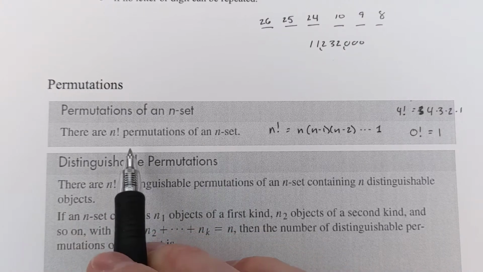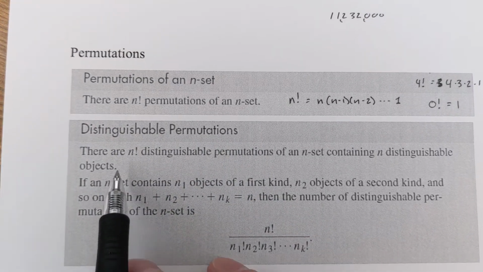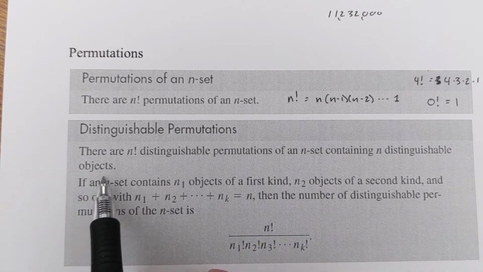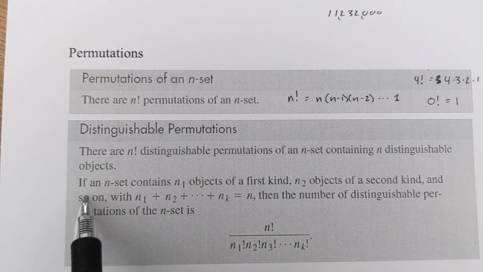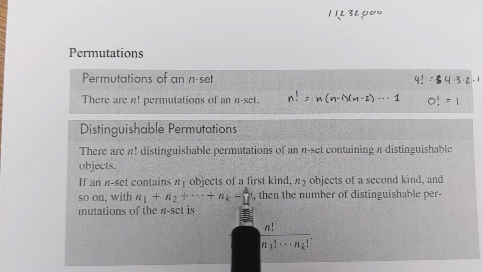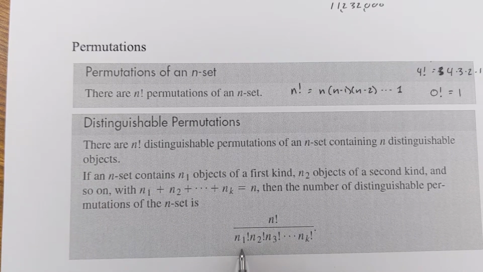So a permutation is an arrangement in which order does matter. There are n factorial distinguishable permutations of a set containing n distinguishable objects, meaning that they're all different from each other. If a set contains n1 objects of the first kind, n2 of the second kind, and so on and so forth, the number of distinguishable permutations looks like this. So this stuff on the bottom takes care of any repeats.